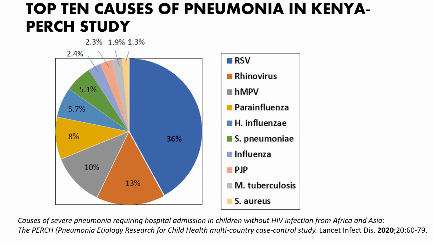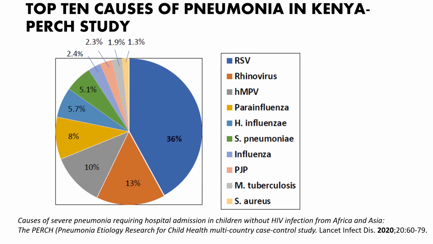The purpose was to try and establish the actual etiology of pneumonia in various countries, particularly in Africa and Asia, because the majority of the existing data was Western and did not necessarily reflect the actual etiologies in various parts of the world, particularly Africa and Asia, where there's always been a paucity of data.